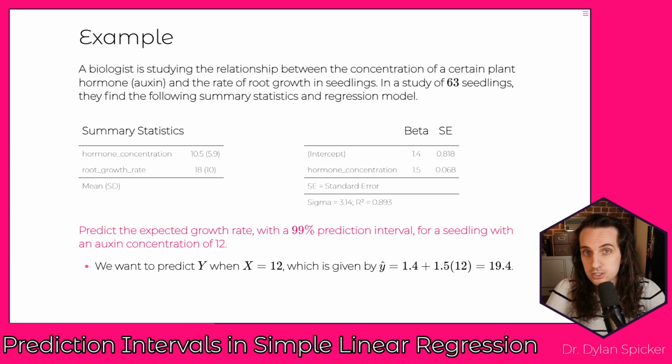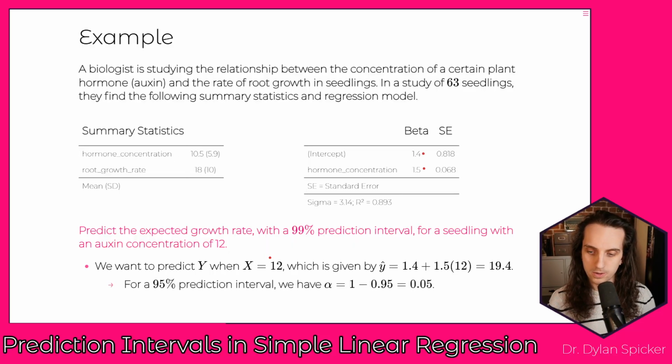And so we can walk through this and focus on where we're pulling out the information here. So we want to predict the value of y when x is equal to 12. It's going to be given by y hat, which is 1.4 plus 1.5 times 12, right? 1.4 plus 1.5 times that value of x equal to 12. Okay, this gives us a value of 19.4.